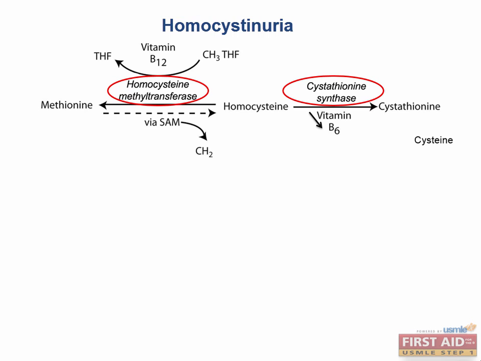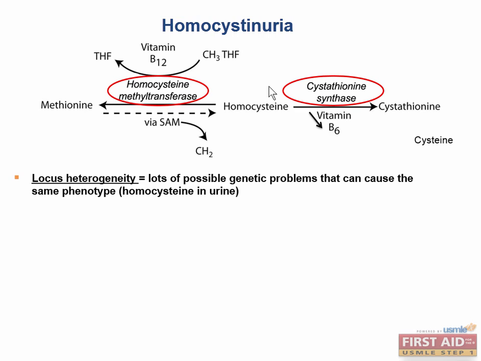Homocystinuria literally means an excess of homocysteine in the urine. This is a disease that's going to express locus heterogeneity. Do you remember what locus heterogeneity is? Well, it's when the same phenotype can be caused by several different mutations at different loci.